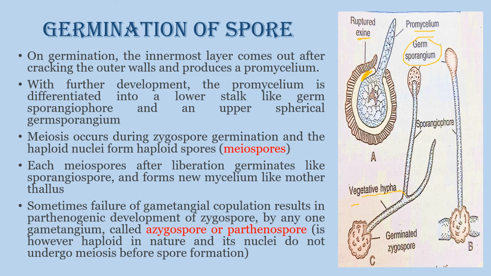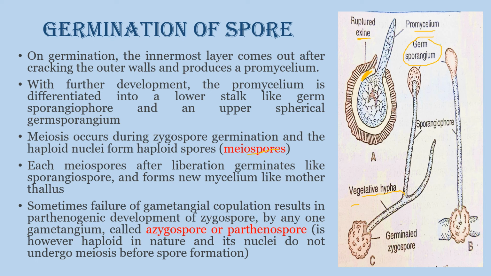That is the tip of the hypha. This type of sporangium that is born on the tip of this hypha is a germ sporangium. And that germ sporangium contains germ spores inside it. Now these spores are meiospores because they are formed after meiosis.